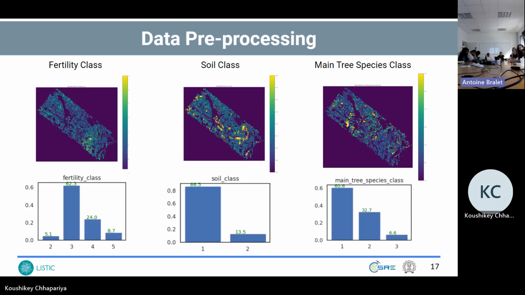So we did some data pre-processing to identify how many classes we have in our data. For the fertility class, we had 4 classes with different percentages, which means class 3 has the highest percentage, while for the soil class, class 1 has the highest percentage. One thing we can observe from this is that we have data imbalance, so we need to balance our data to do the prediction. Otherwise, if we do not take care of the unbalanced data, the results will be biased more toward class 3 or class 1, or similarly class 1 for the main tree species.